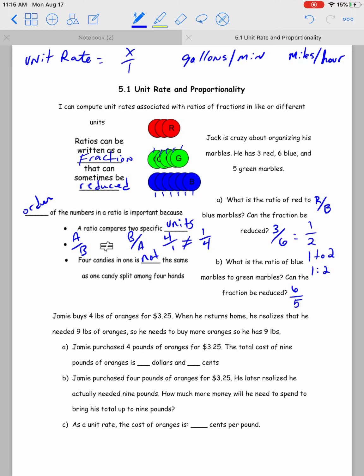So Jamie buys 4 pounds of oranges for $3.25. When he returns home, he realizes that he needed 9 pounds of oranges. So he needs to buy more oranges so that he has 9 pounds. Jamie purchased 4 pounds of oranges for $3.25. The total cost of 9 pounds of oranges is blank dollars and blank cents. How could we figure that out?